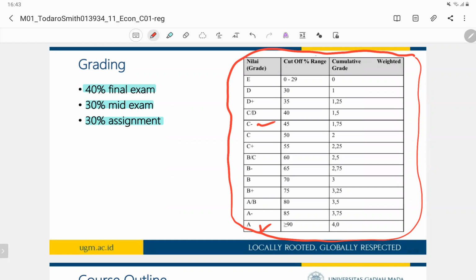Okay, and this is the range that we use in the university. So I think in every faculty it's the same. The range of the score is similar.